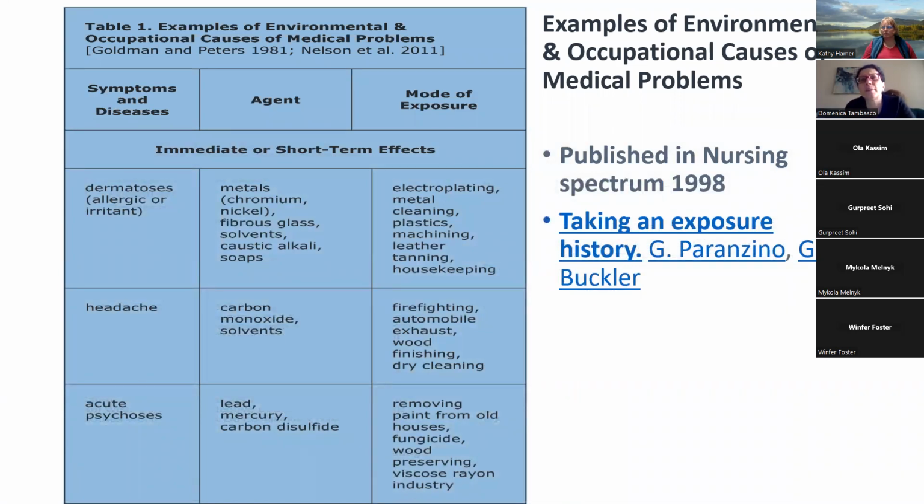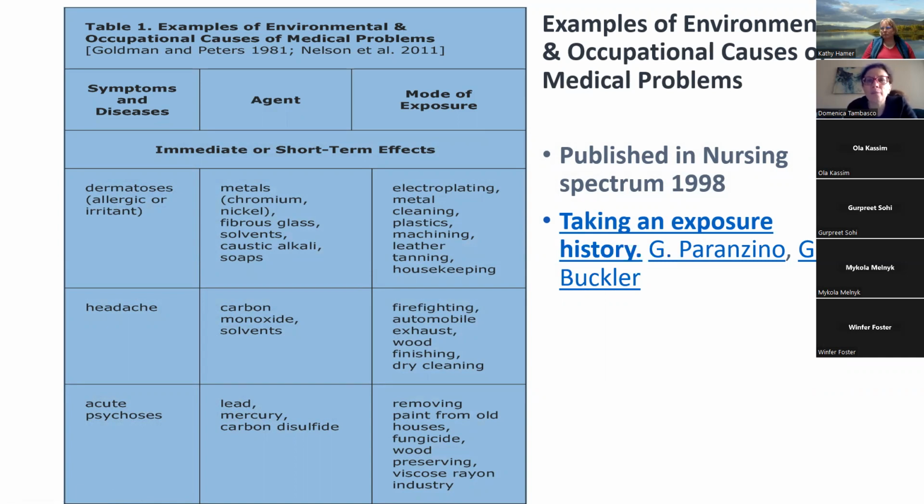And here are some examples of environmental and occupational causes of medical problems. This is taken from an article from Nursing Spectrum 1998. You can see how old this information is. It's not new information. In fact, there's very little written about how to take an environmental exposure history in the last 20 years. So hopefully we can update this information and maybe include more.